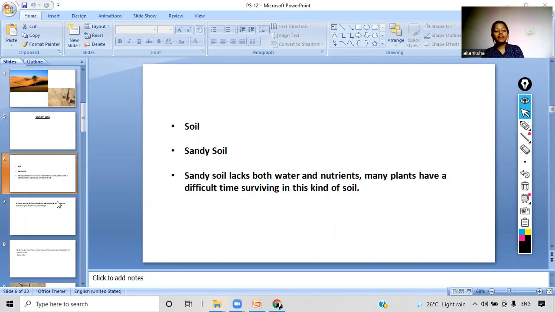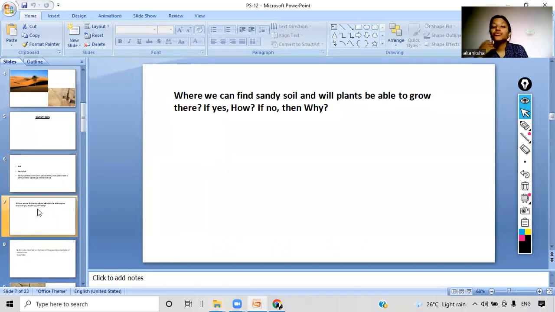Let's move ahead. Now comes the curiosity question. Where can we find sandy soil, and will plants be able to grow there? If yes, how? If no, then why? Where can we find sandy soil in India? You can take your time and then answer. In which state can we find it? You all are right. In Rajasthan, we find sandy soil. Will plants be able to grow in it? Yes or no? Not all the plants, but some of the plants. Only some plants grow, not every other plant.